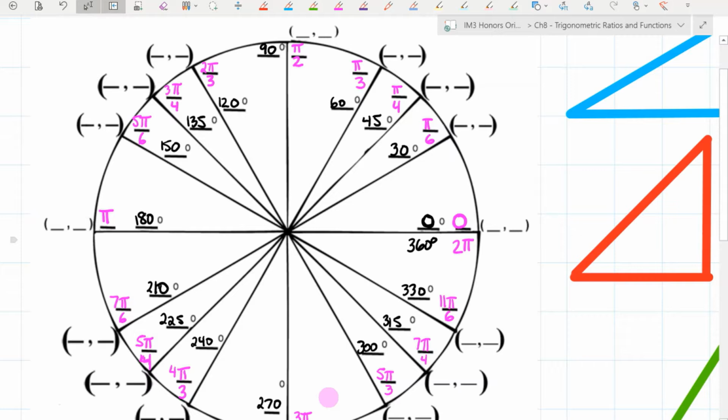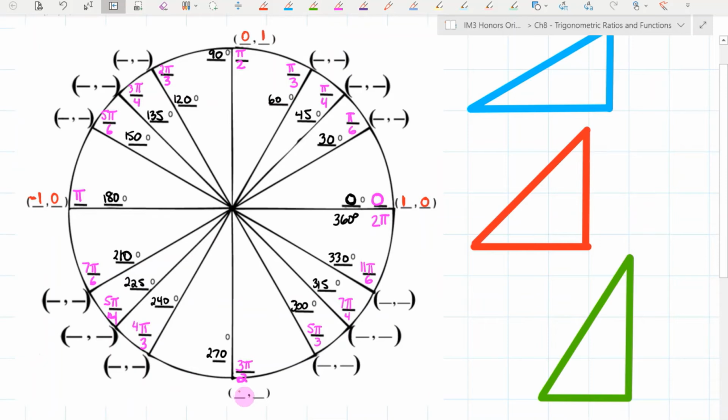All right, so to fill those in, let me see what color I could use here that stands out. I'm just going to go ahead and use red. So this point right here is 1, 0. This point at the top is 0, 1. So x is 0, y is 1. This point, the x is -1, y is 0. At the bottom, x is 0 and y is -1 at this point.